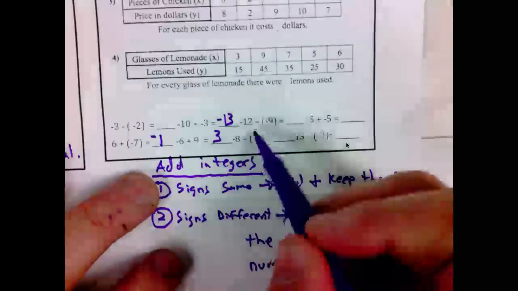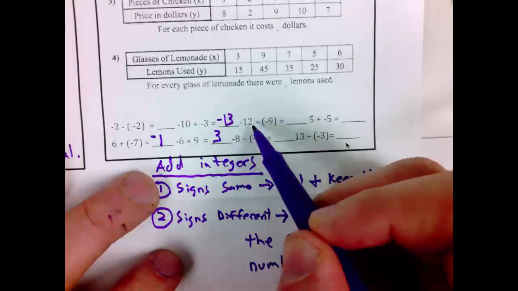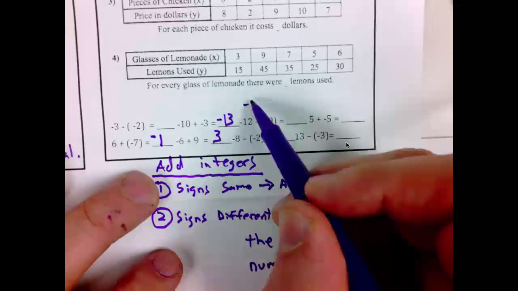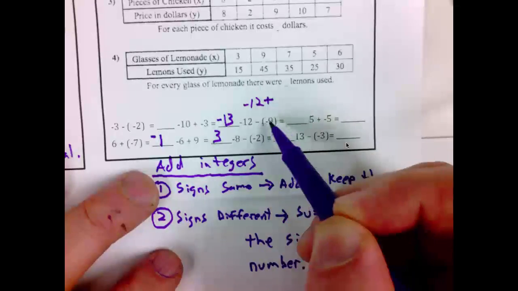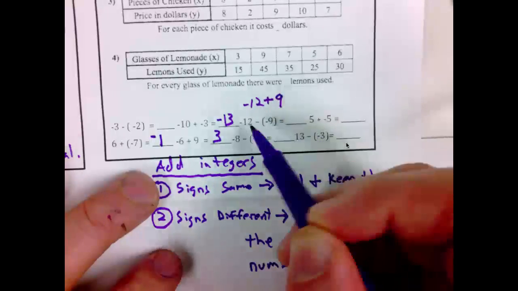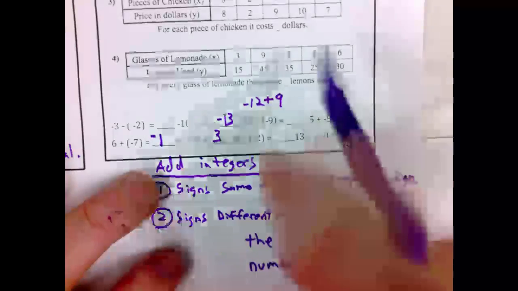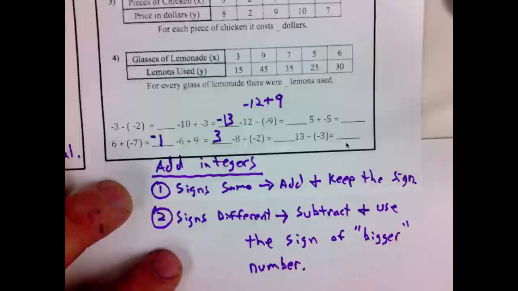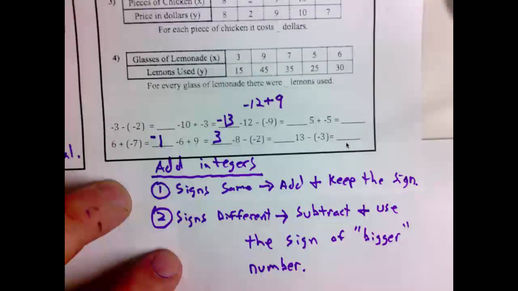What do we do when we have a subtraction in between? Well, you may remember we're going to keep, change. Keep the first number the same, negative 12. Change our subtraction to an addition, and then change the sign of the number following the subtraction. So negative 12 minus negative 9 is the same as negative 12 plus 9. Then you can employ the two rules here. All right, use that information and work the rest of those problems.